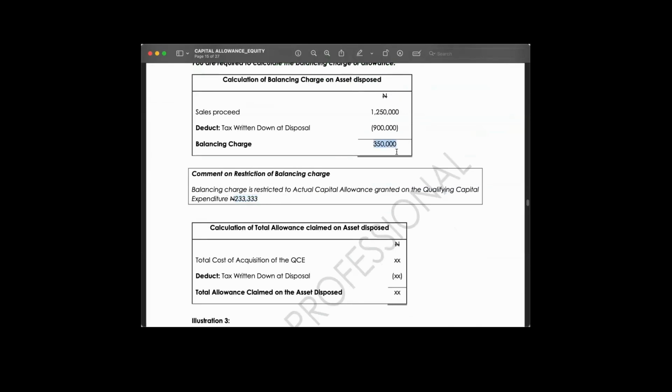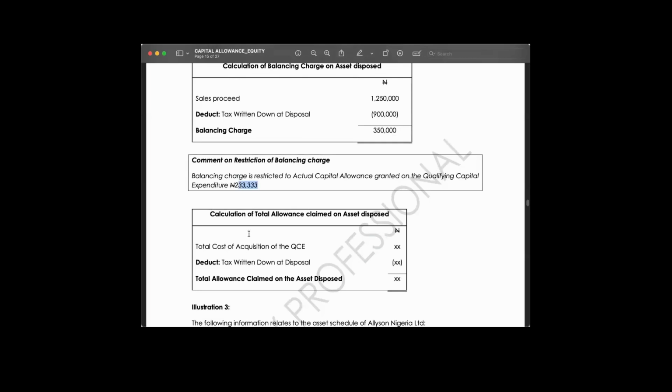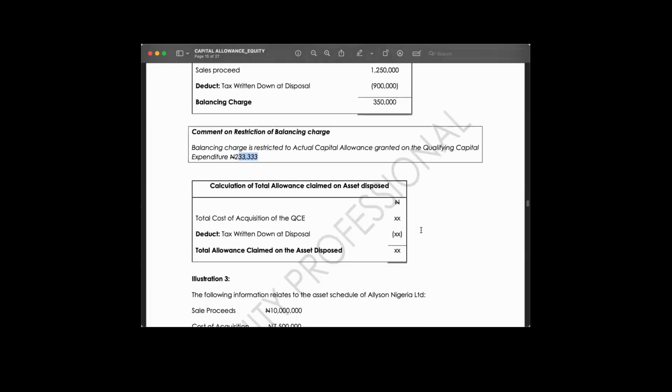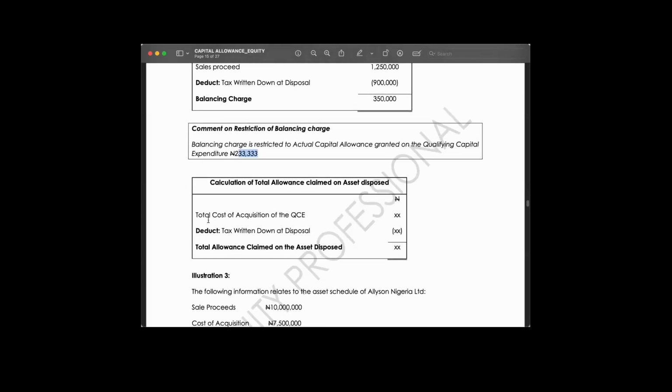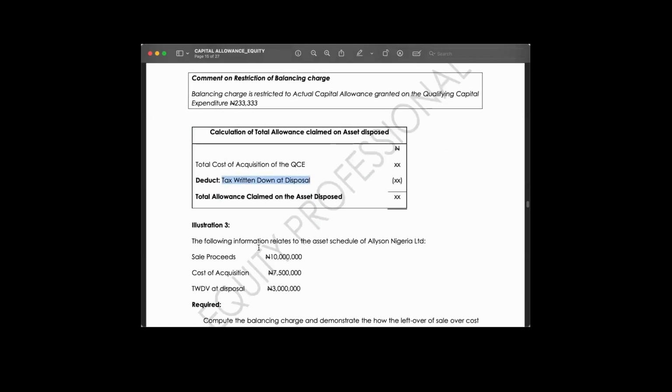So look at it. 350,000 is what you have, but we have said it will not be more than total allowance claimed on the assets. So this is it. And I also told you how to calculate your total allowance claimed on the assets, which will be total cost of the acquisition less tax down value at disposal. So you get total allowance claimed on the assets.